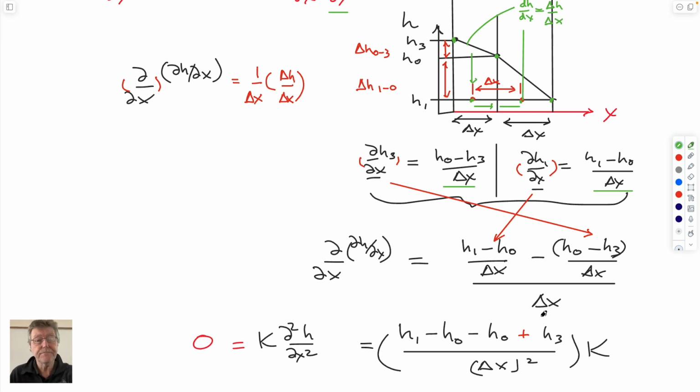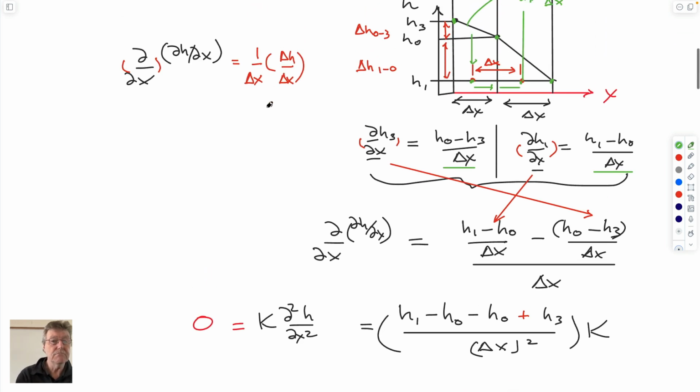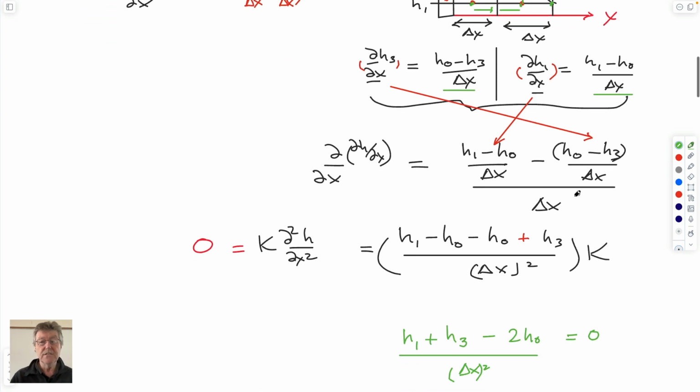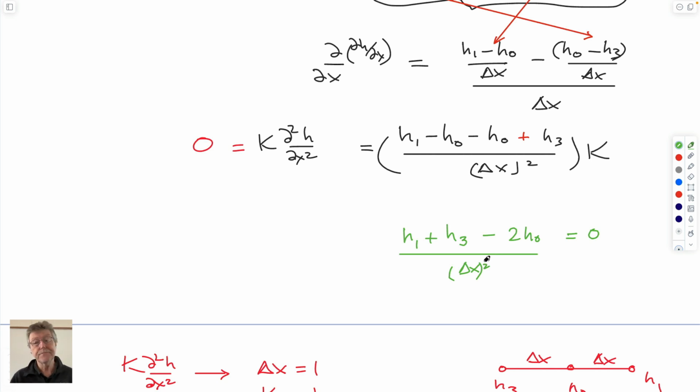That's it. And so if we want to write out this expression here that we had, then now we know how to do that. We just put these terms together. And so if we realize that delta x is just these two delta x's together, this is delta x squared, we have h1, we have H3, and we have two H0s subtracted. So H1, two H0s, and H3. And so if we rationalize that, we get this.